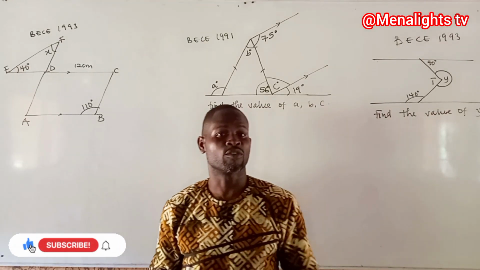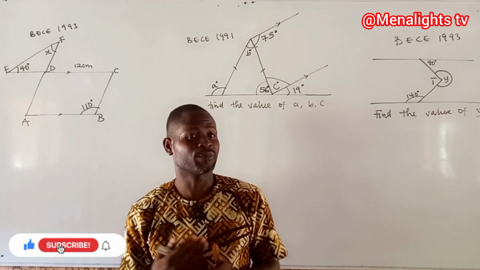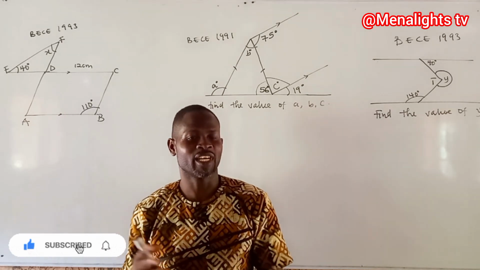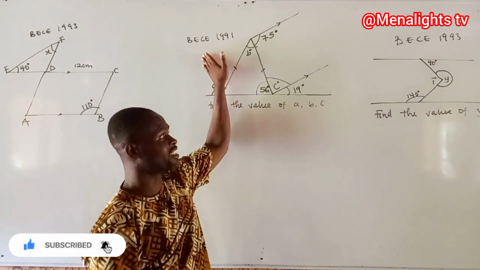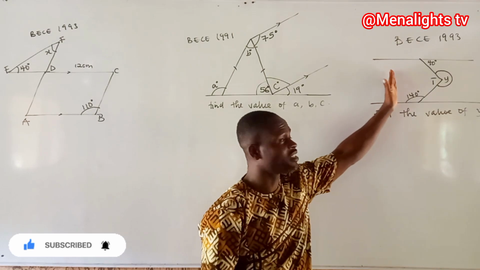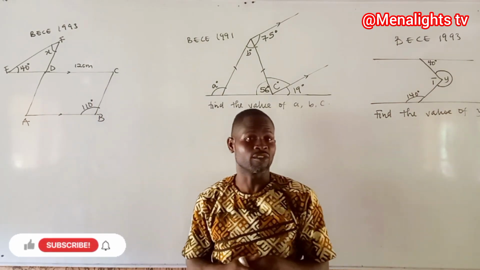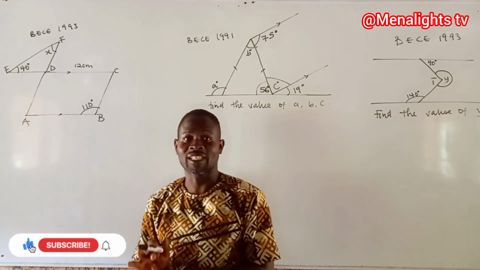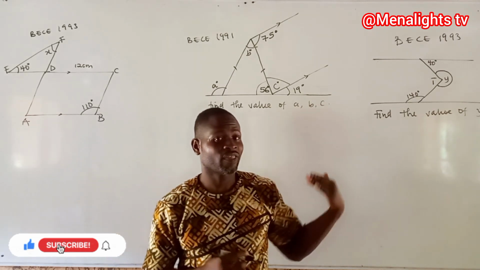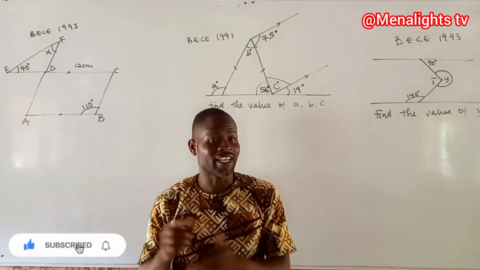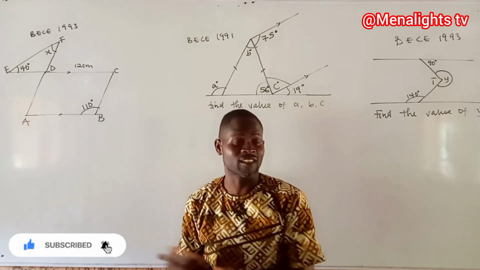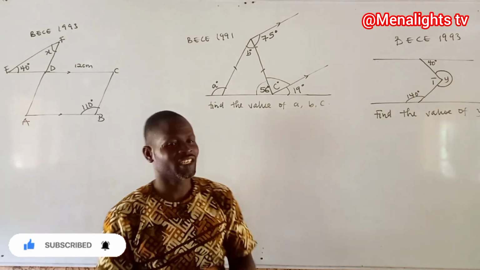We are going to continue to solve more B.E.C.E past questions based on angles. This is B.E.C.E 1991, this is B.E.C.E 1993, and this one is B.E.C.E 1993. So we are going to use the angle properties to solve these angles, or to find the values of the angles marked with letters in the first one, A, B, and C.